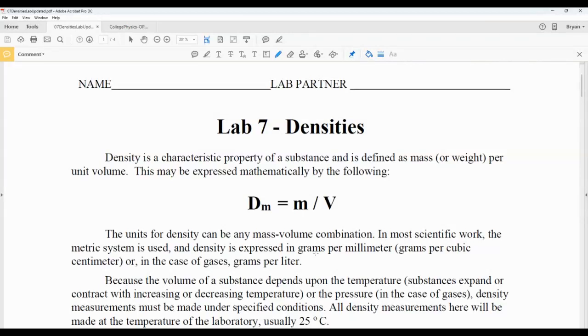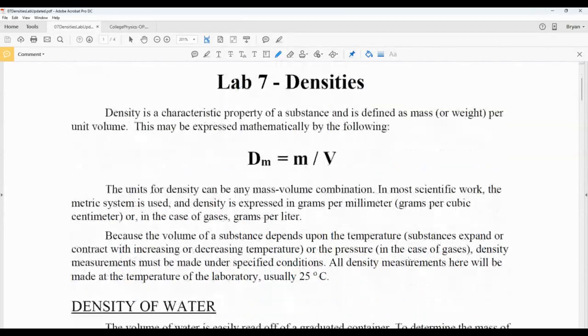In the standard units, we might see something like pounds per gallon or pounds per cubic foot. In the metric system, we would typically see something like grams per milliliter or grams per cubic centimeter. We want to remember that those are actually the same as each other. For gases, because a lot of times they're very low density, we might see grams per liter. It just depends on how dense they are, how they're concentrated.